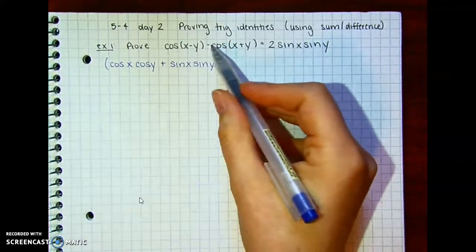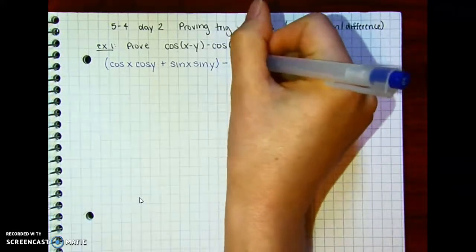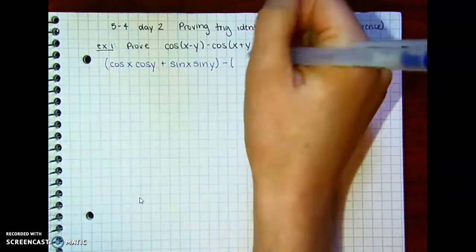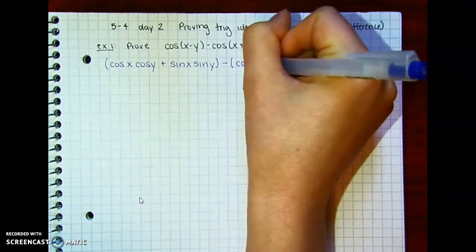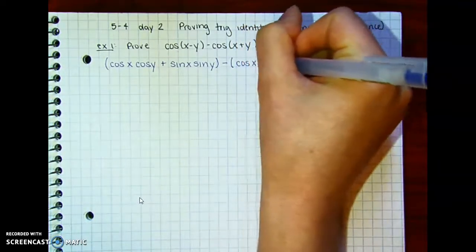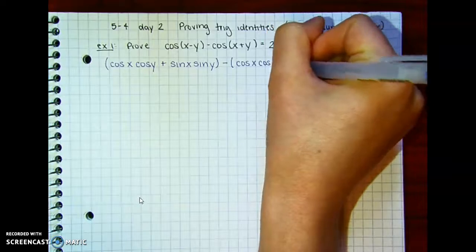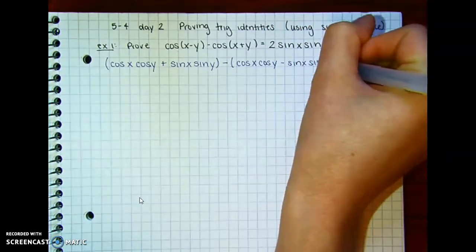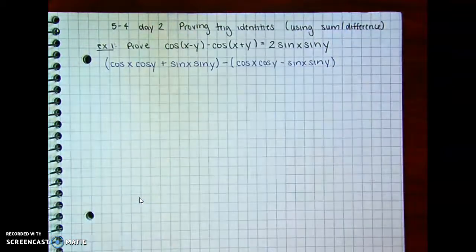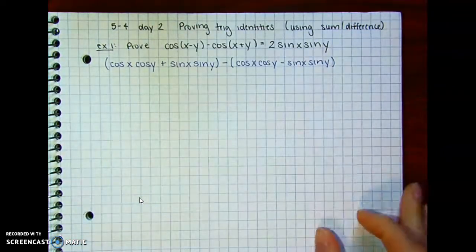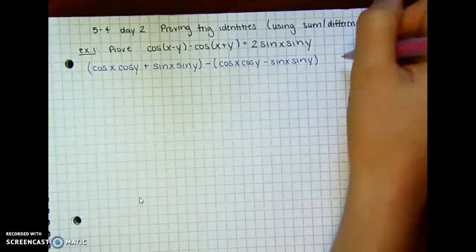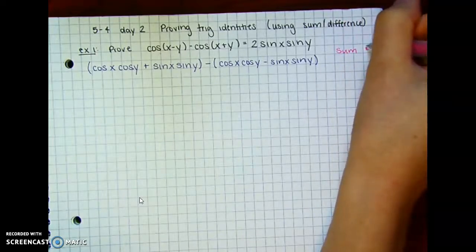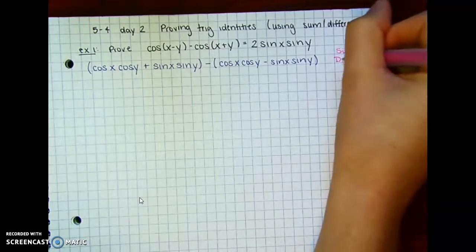Then I'm going to bring down my subtraction sign and in parentheses do the sum identity. So that'll be cosine of our first angle, so cosine of x times cosine of y minus sine of x times sine of y. And because this is a proof, make sure you write the reasoning. So that's just the sum and difference identities.